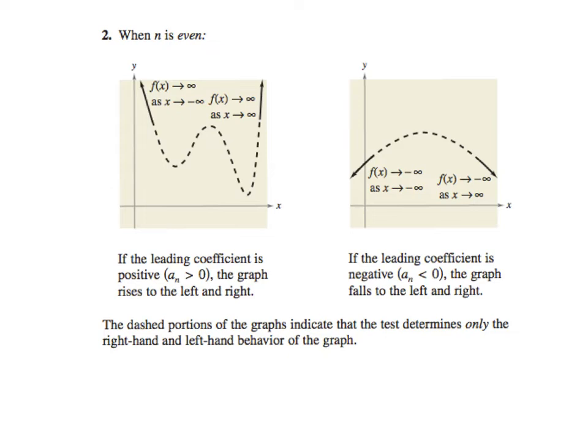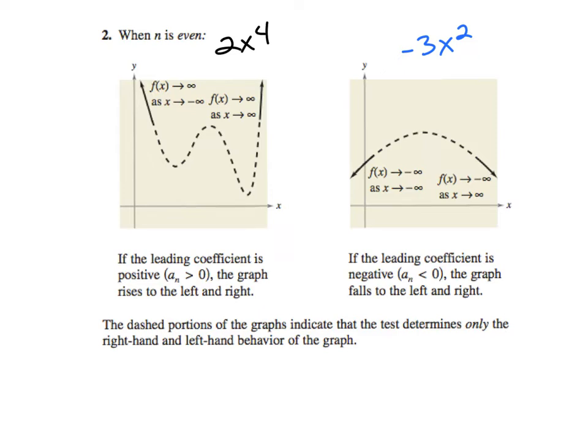On even powers, they start and end in the same direction. For instance, if I have a positive even, like 2x to the 4th, it's positive and an even power, so they're going to start up and end up. They're going to start at infinity and end at infinity. However, if it's a negative even power, like negative 3x squared, you see it's a negative coefficient but an even power. That means it's going to start at negative infinity and also end at negative infinity.